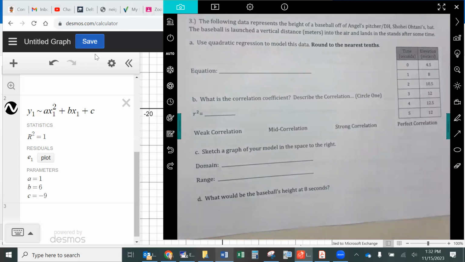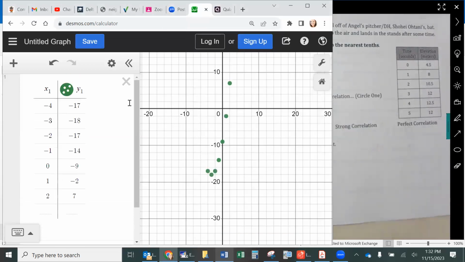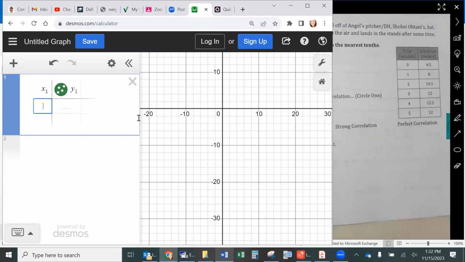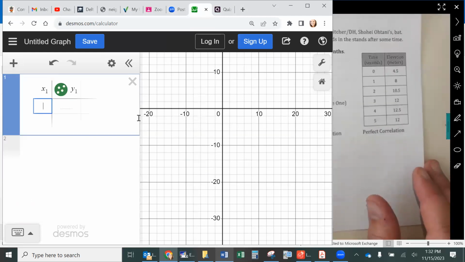Okay, first thing I want you to do is come over here to your Desmos, exit out the old boxes, and then open up a new table. Okay, you're putting in these numbers right here.